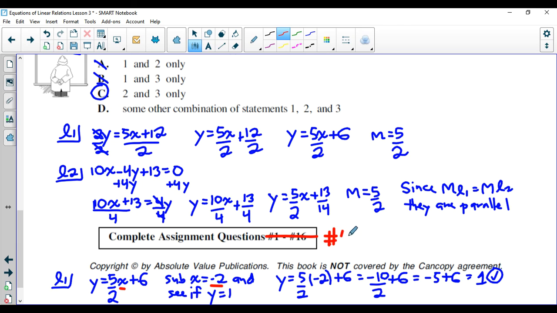All right, so that is it for this lesson. And you can practice this general form equation by completing numbers 1 through 6.